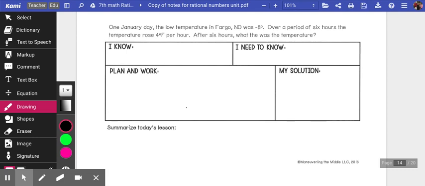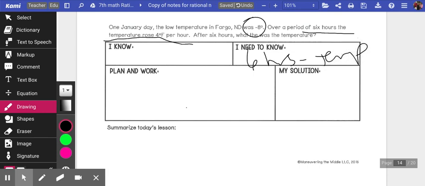Okay, I would like you to go back to the back side of lesson 8. And I wanted to talk about this story problem here on January. The low temp in Fargo was -8 degrees. So that's an important factor. Over a period of 6 hours, the temp rose 4 degrees per hour. And then they want to know after 6 hours, what was the temp?